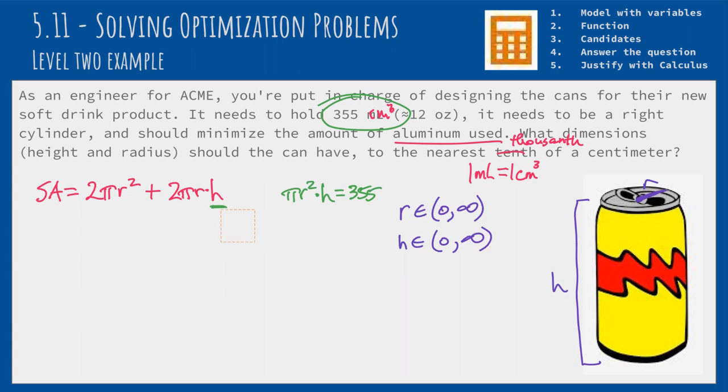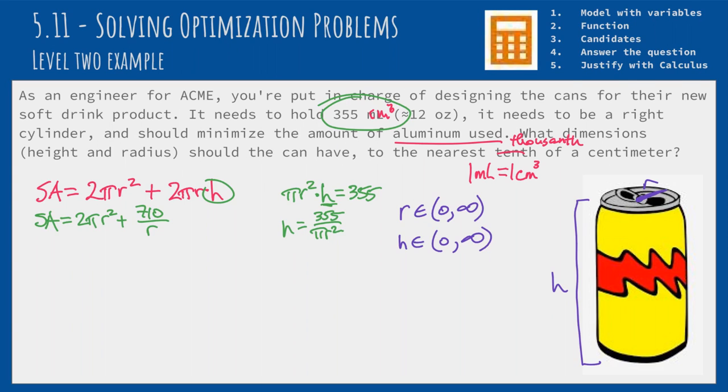Since I want to eliminate h here, I'm going to solve for h, and we get h equals 355 over pi r squared. And we're going to plug that in here for h, and we get surface area is equal to 2 pi r squared plus, so 2 pi r times 355 is going to be 710 times pi r over pi r squared. So the r's are going to cancel, the pi's are going to cancel, and we get 710 over r.